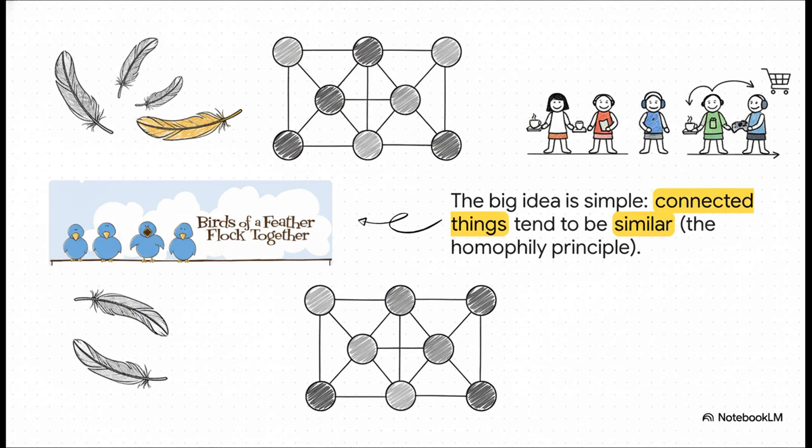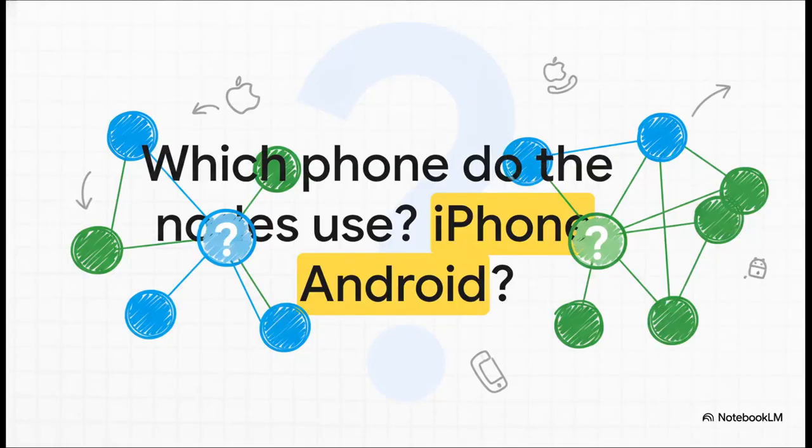In data science, there's a fancy word for it, homophily, but it just means that things that are connected tend to be similar. Your friends probably like some of the same stuff you do. People who buy the same products probably have similar tastes. This one idea is the engine that makes this whole thing work. All right, let's put you to the test. Look at this little network of phone users. The blue dots are iPhone users, and the green ones are Android users.